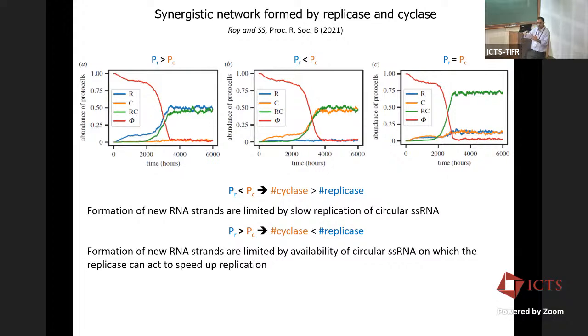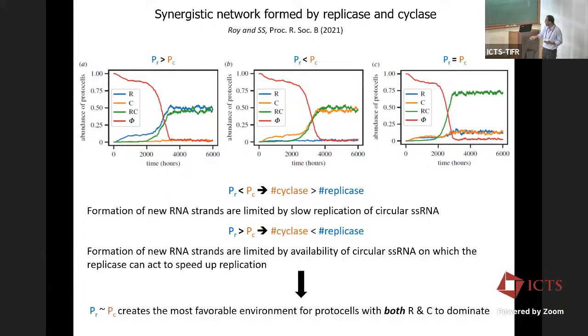So both of these cause bottlenecks, which is avoided when these numbers are roughly same, which is why you see that the population of protocells evolves towards one where most of the protocells contain both a replicase and a cyclase. So that's the mechanism that we propose, which leads to increasing complexity of protocells.